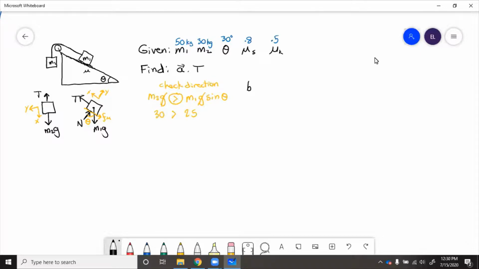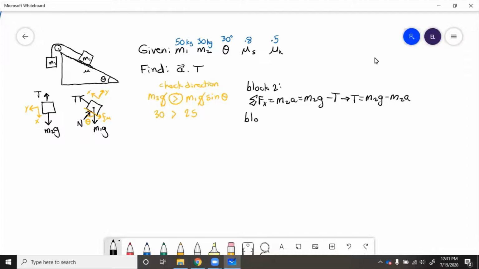So for block 2, sum of the forces in the x direction equals mass times acceleration equals m2g minus T. So T equals m2g minus m2a.